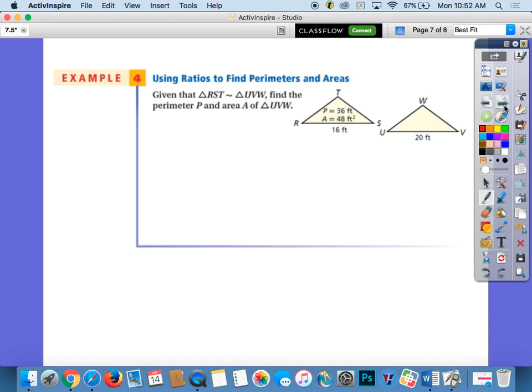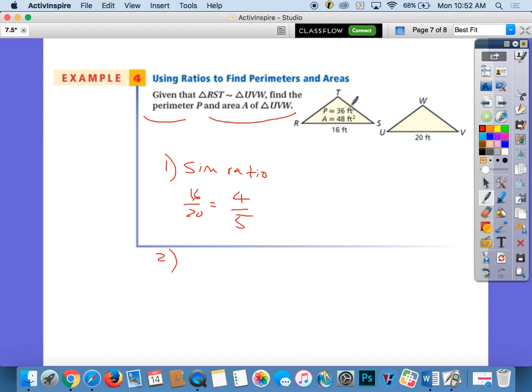Let's go through our last problem here and see how this is going to apply. It tells me they're similar. That's important, so I can use my relationship. I want to find the perimeter and area. This has a couple levels to it, guys. First of all, step 1, let's find our similarity ratio. I'm going to go from the order it gives me, RST to UVW. So 16 over 20 simplifies to 4 over 5, so my similarity ratio is 4 over 5.